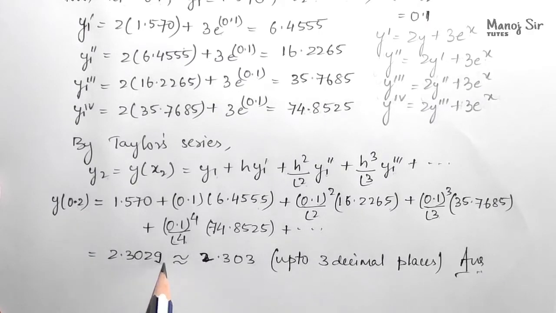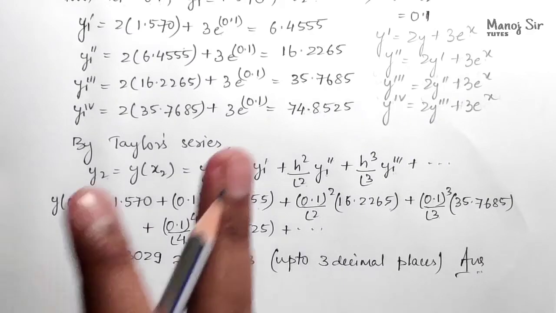That is 2.3029, and if you round off up to 3 decimal places, this will become 2.303. And this is the second answer.